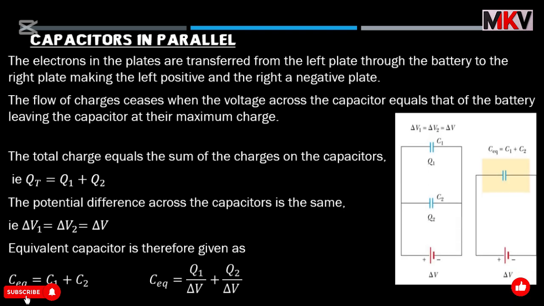Now looking at the diagram here, the capacitors are connected in parallel. So the electrons move from the left plate here, to the terminals of the battery. They enter the battery, come out, then go to the right plate of the capacitors. But the current moves in the opposite direction to the flow of the electrons. So we should know that.